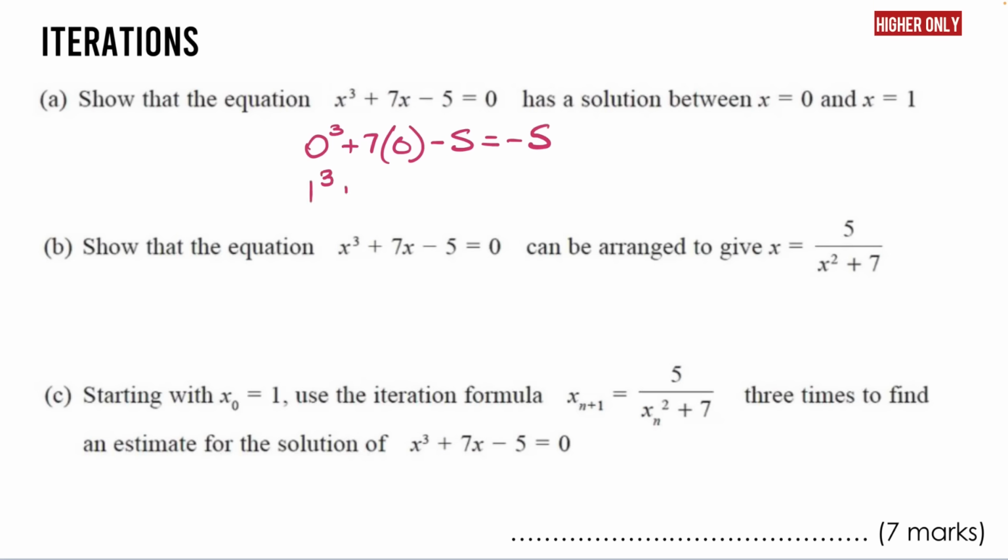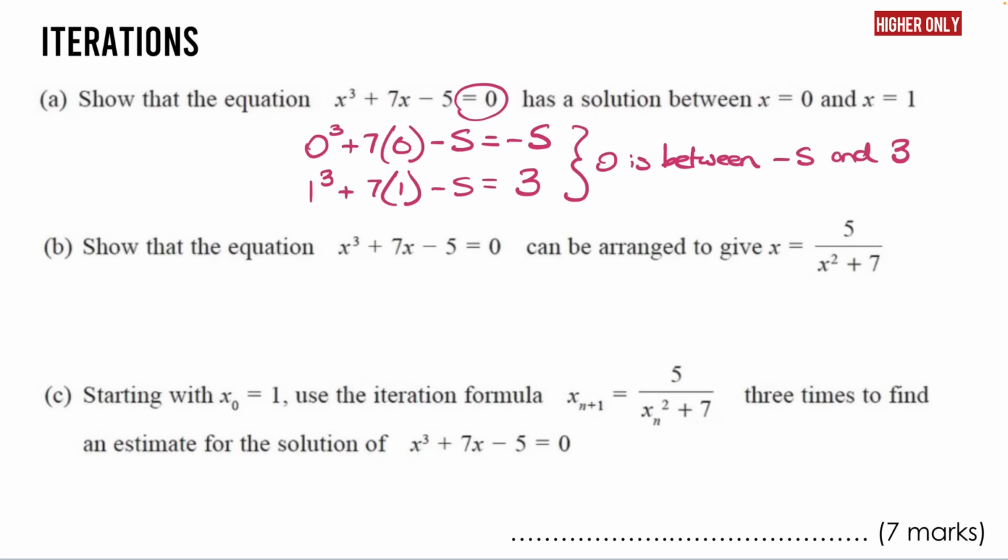And then 1 cubed plus 7 times 1, take away 5. Again, we'd want to type that in, but that comes out as 8 take away 5, which is 3. And then here you can see that the 0 that we're looking for is between -5 and 3. And therefore, there must be a solution between 0 and 1.